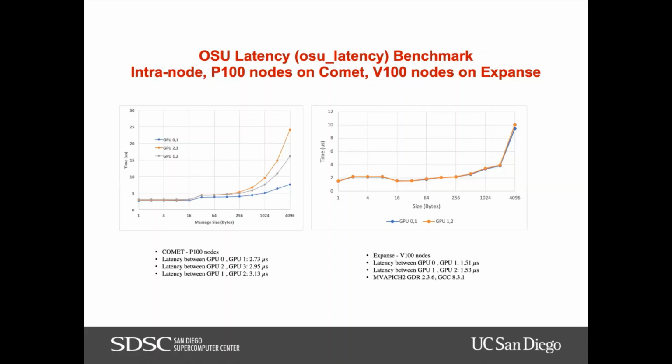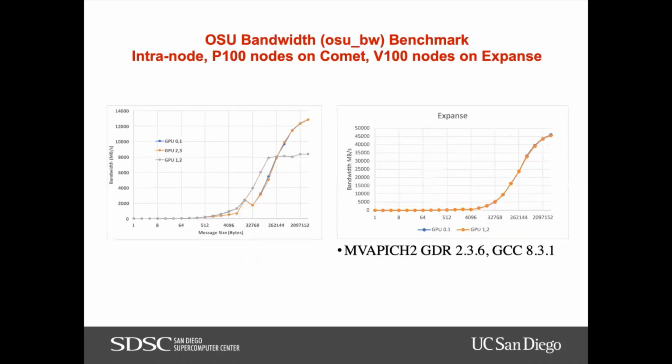So if you compare the latency on Comet and on Expanse, you can see on Comet, there were different curves depending on which GPUs you were using, right? But on Expanse, all the curves are basically the same. And not only that, the latency is much lower too. It's like 1.5 microseconds. So things are a lot faster on Expanse between the GPUs on the same node and even on the remote, right?